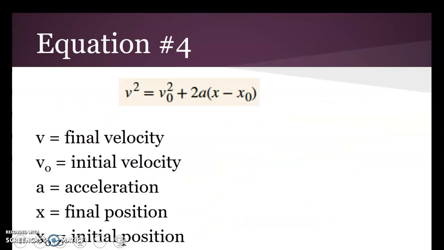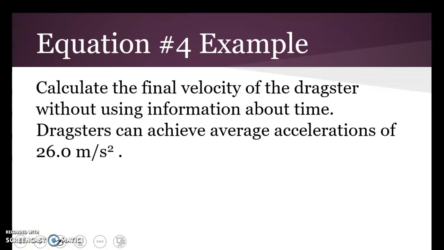Last equation, and this one has squares, but I like this equation a lot. My final velocity squared is equal to my initial velocity squared plus 2 times my acceleration multiplied by final position, right, minus initial position. So that's my distance traveled, essentially, okay? Now, the squares, again, it turns into an algebra problem, so don't get caught up on squares. So we want to find the final velocity of the dragster, okay? without using information about time.